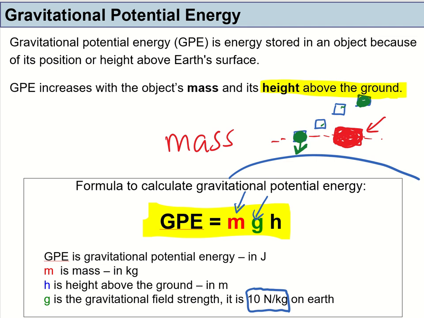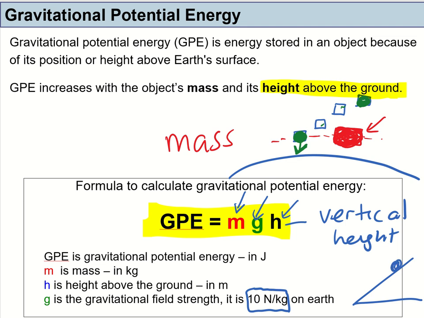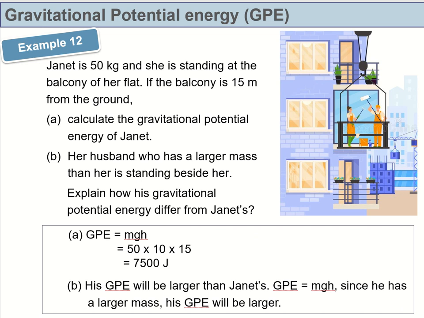The height, h stands for height. And do note that this height, we are referring to vertical height. So if let's say an object is somewhere here, then the height that we are referring to is vertically this way. So this is the height that we are referring to. Okay, it has to be vertically perpendicular. This height is perpendicular to the Earth. So the formula of mgh can be used to calculate gravitational potential energy, and we'll look at a few more examples to see how this formula can be used.